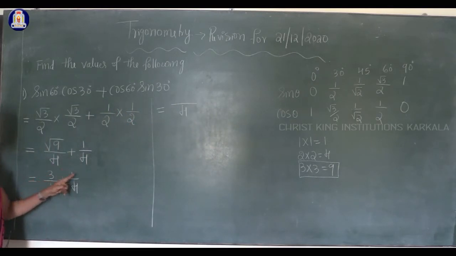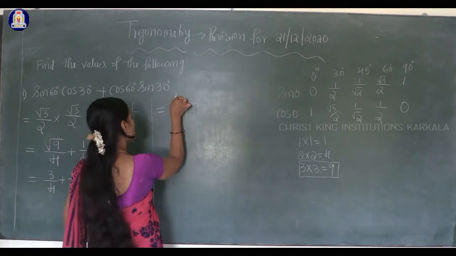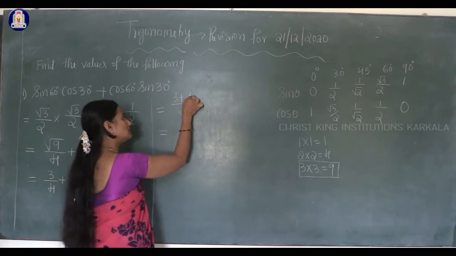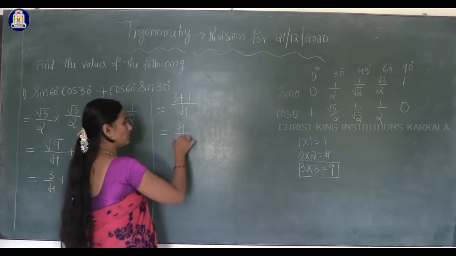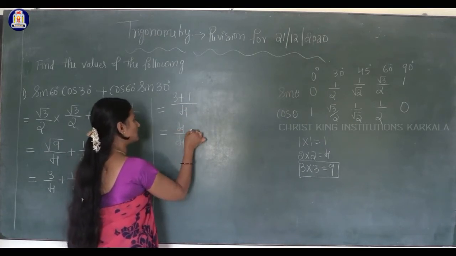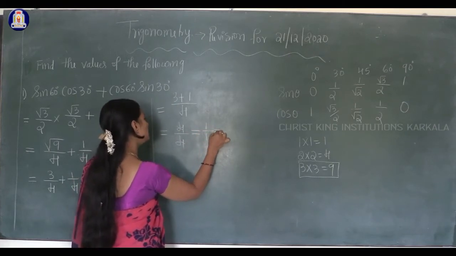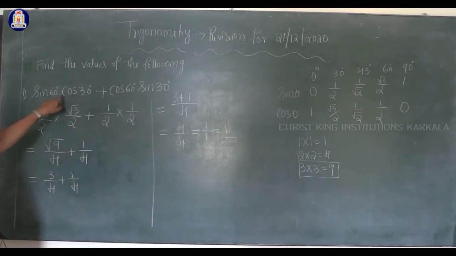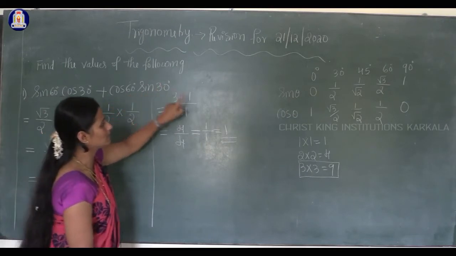Now how do we get the numerator? The numerator is direct addition, that is 3 plus 1, which is 4, divided by 4. So the answer is 1. So the value of sin 60 cos 30 plus cos 60 sin 30 is 1.